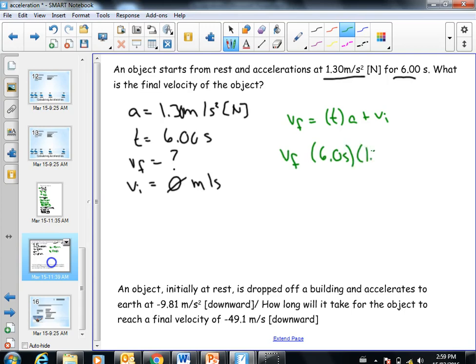6 seconds plus 0 because it started at rest. I'm going to multiply those together and I get 7.8 meters per second north. I need a direction because it's velocity. I should put arrows. Okay, so there's my final answer. Now, how many significant digits do I need? I see I have 3 significant digits, so I should have 3 significant digits in my answer, which is 7.80.